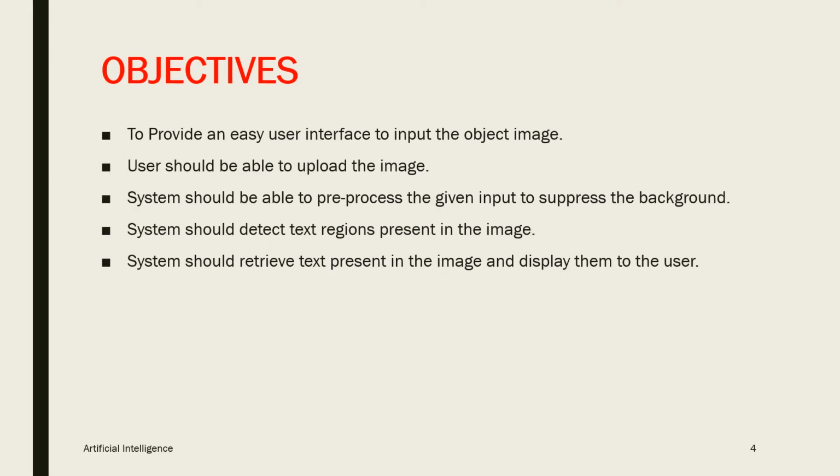Objectives. To provide an easy user interface to input the object image, users should be able to upload the image. System should be able to pre-process the given input to suppress the background. System should detect text regions present in the image. System should retrieve text present in the image and display them to the user.